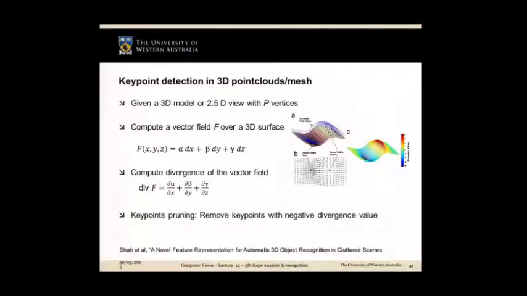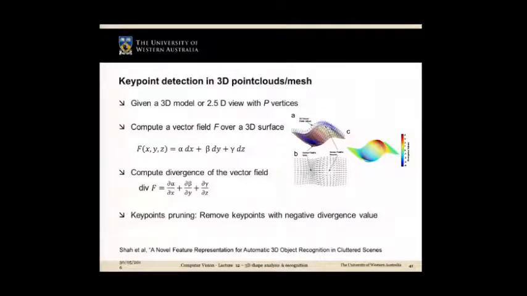And what does divergence actually do? It measures the spreading out or convergence of the field, right? So if you look at this surface, your vector field or surface normals are spreading out in this region, so you have very high divergence values. While it is contracting here, you have very low divergence values, right?